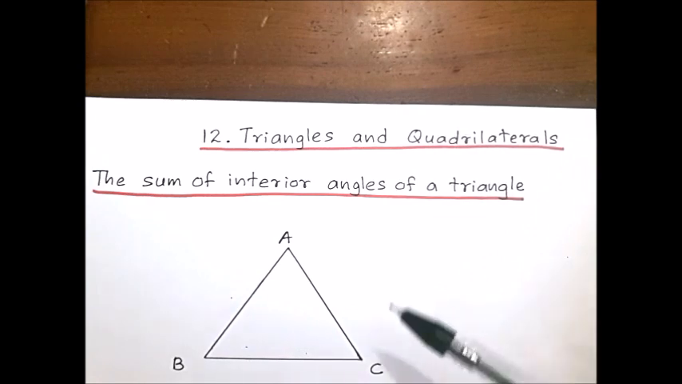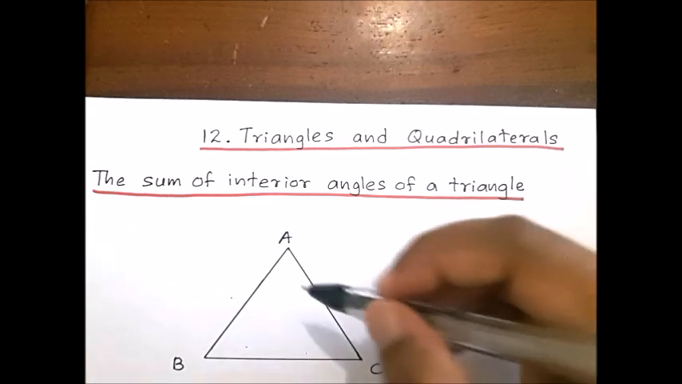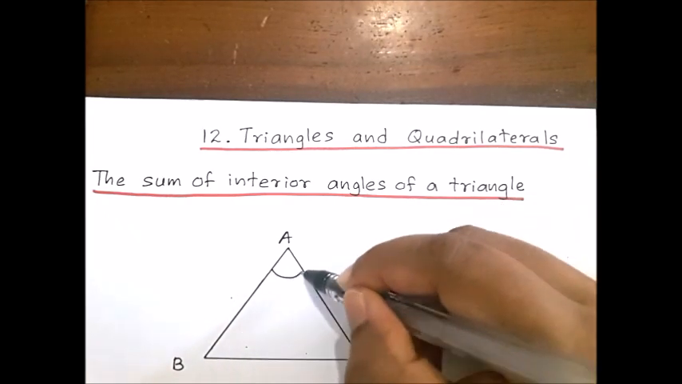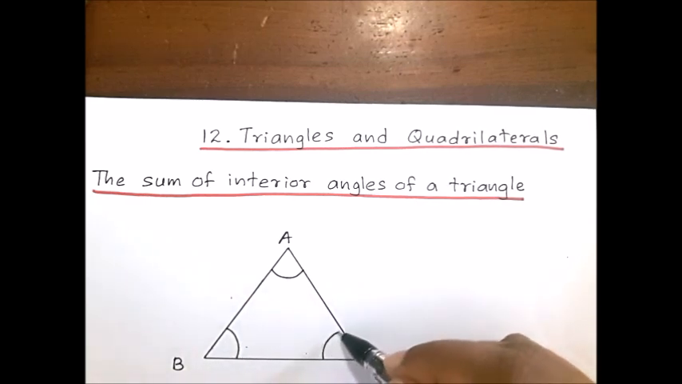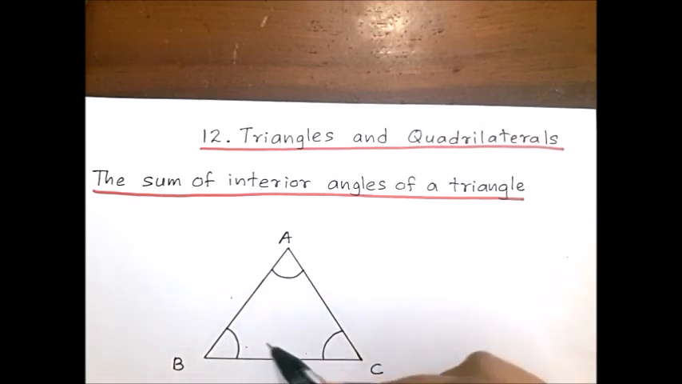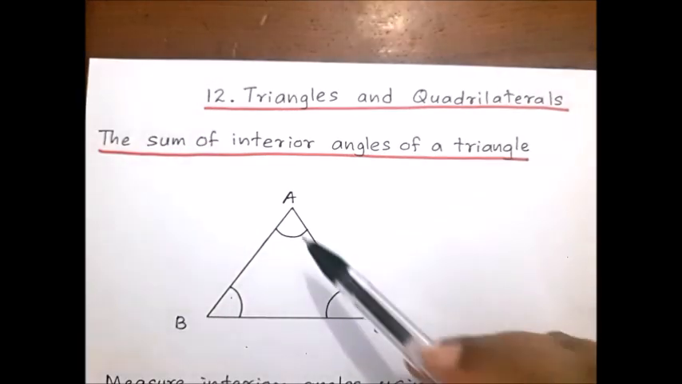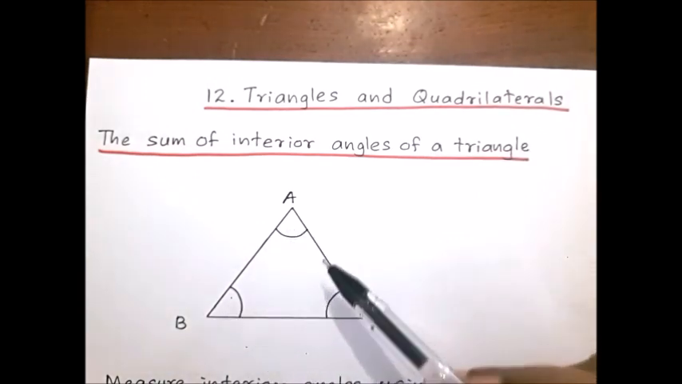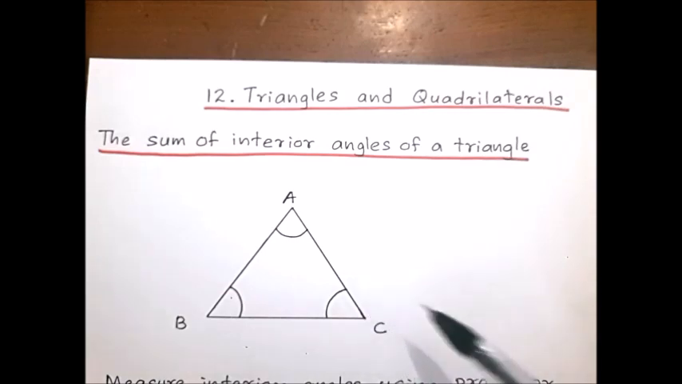In a triangle, there are 3 interior angles. Angles located within the triangle are called interior angles. Here are 3 interior angles in this triangle. To find the sum of interior angles of a triangle, first you can measure these 3 angles using a protractor.